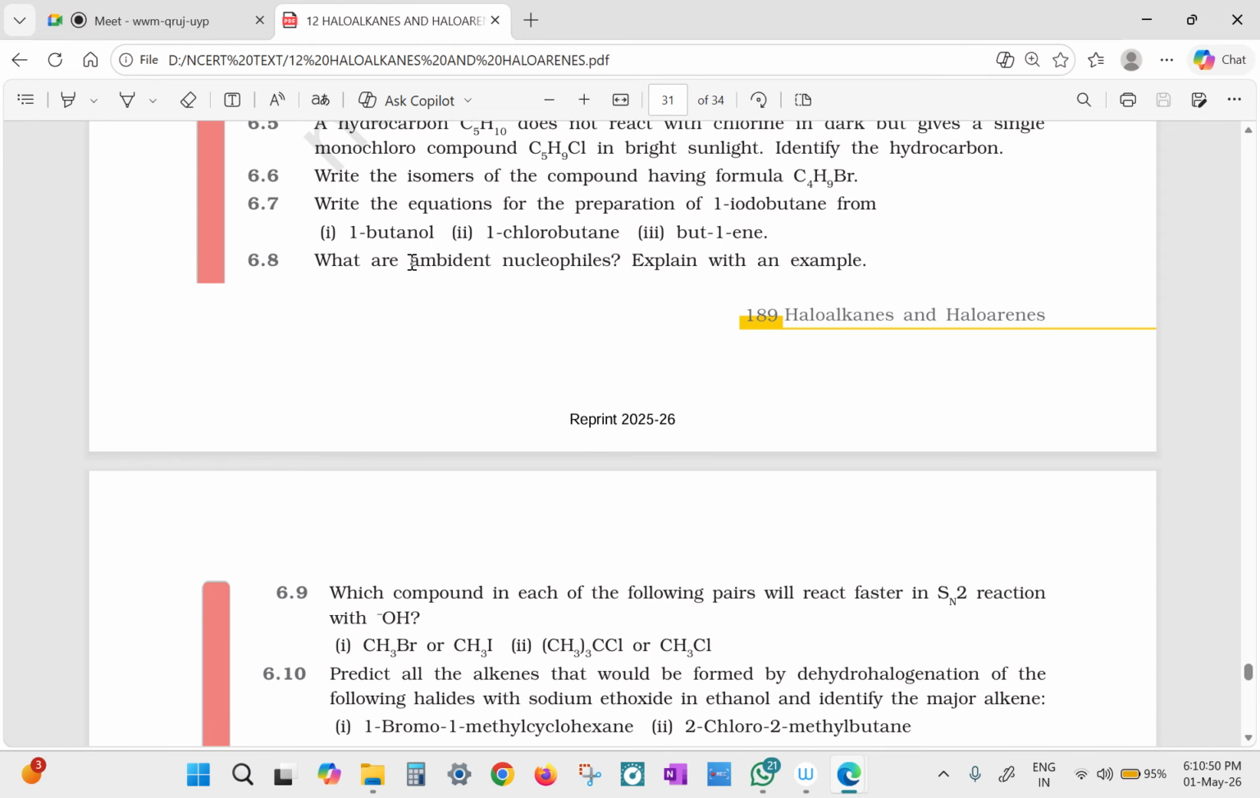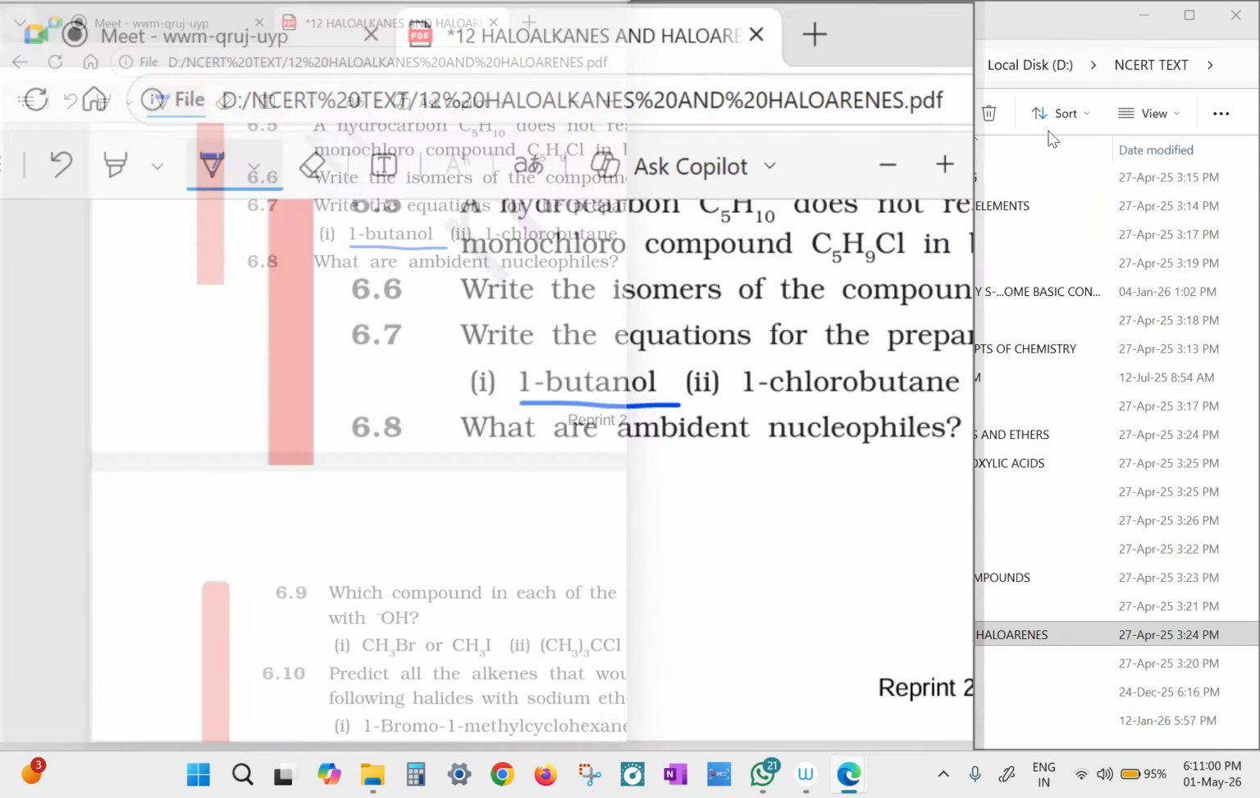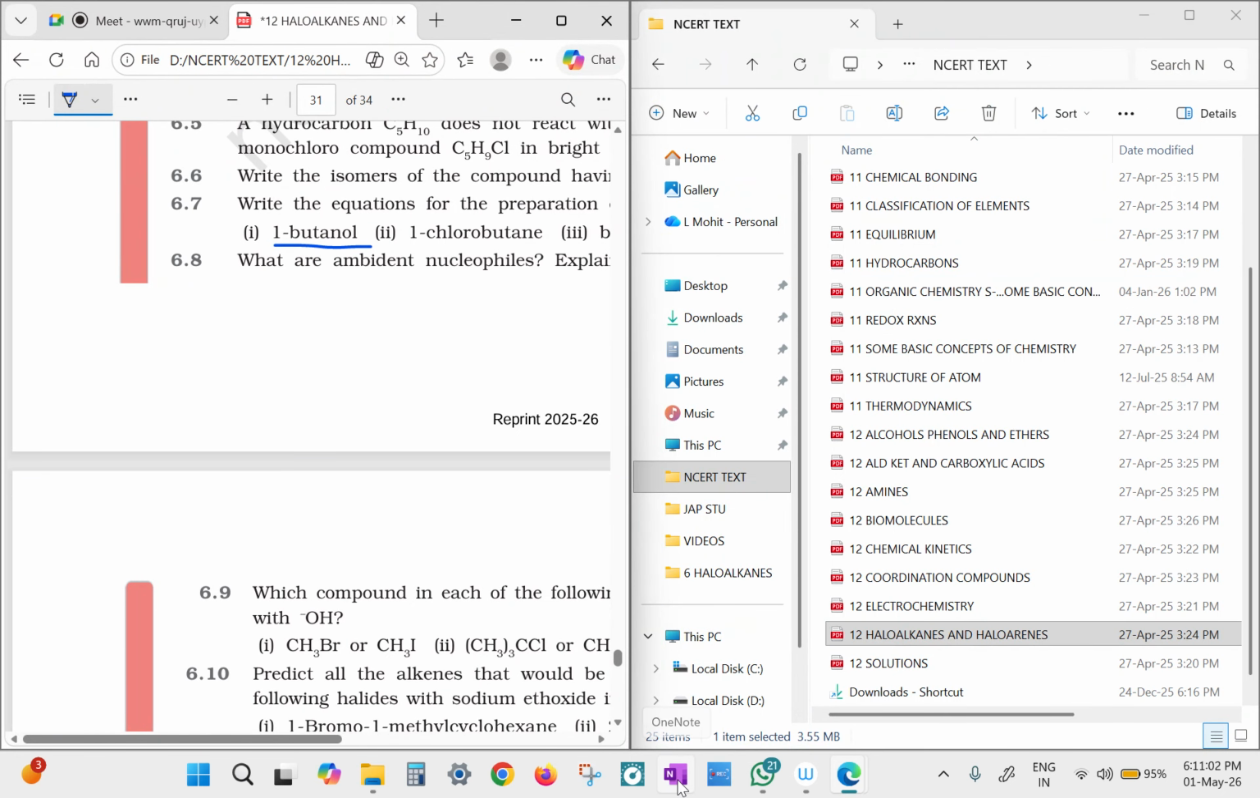Okay. Seventh one, write the equations for the preparation of 1-iodobutane from 1-butanol. How would you do that? Ma'am, red phosphorus with iodine.